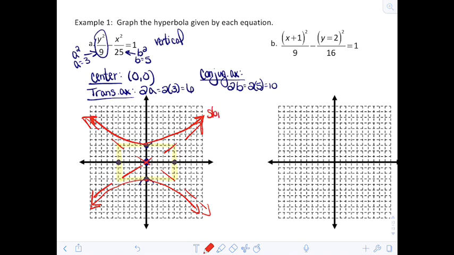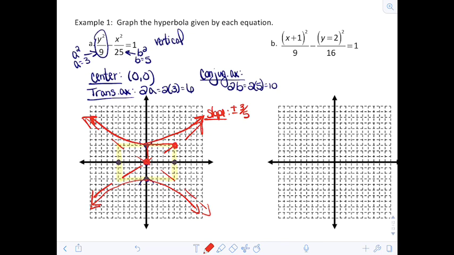Now, if they wanted to know the slope, positive or negative a over b or b over a, well, we're just going to count from the center to the corner of that box. You rise 3 and you run 5, so it would be positive or negative 3/5 would be my slope.